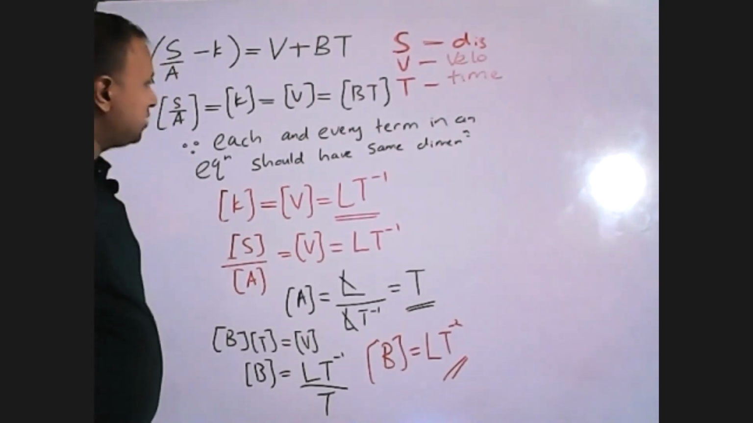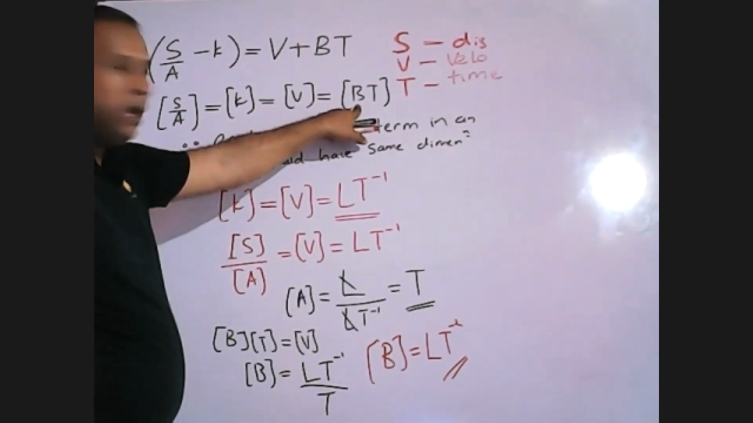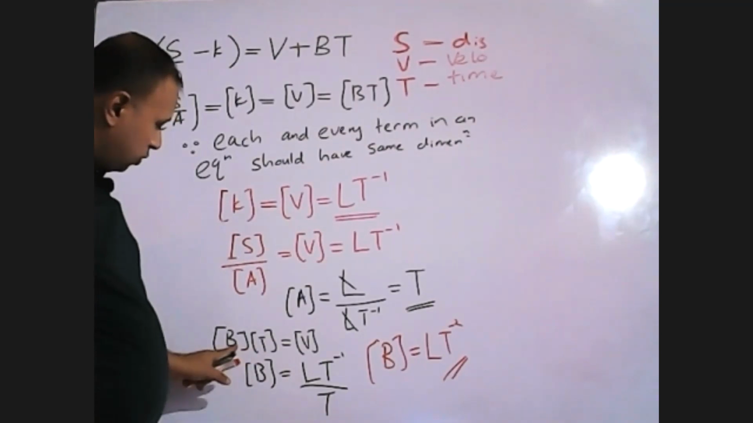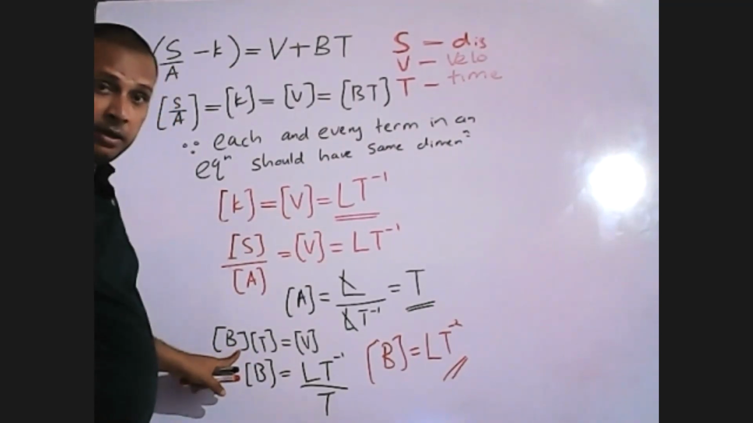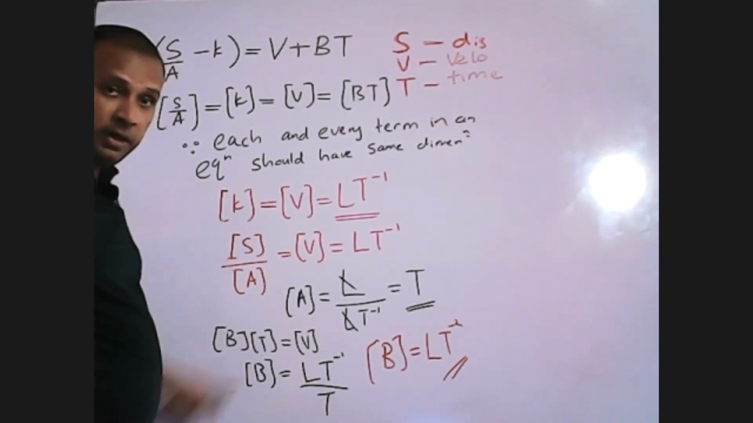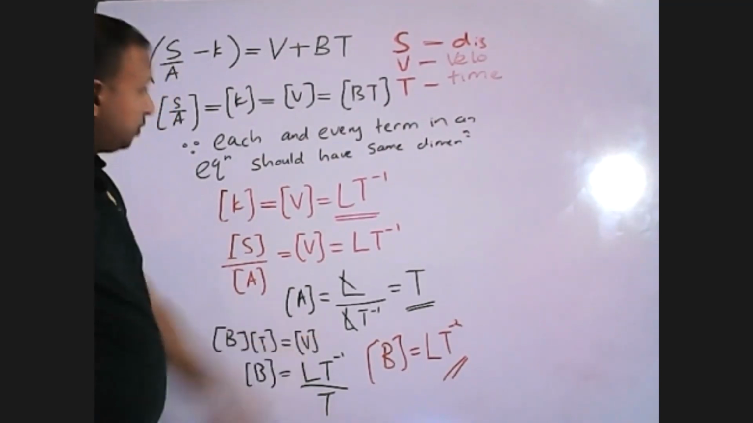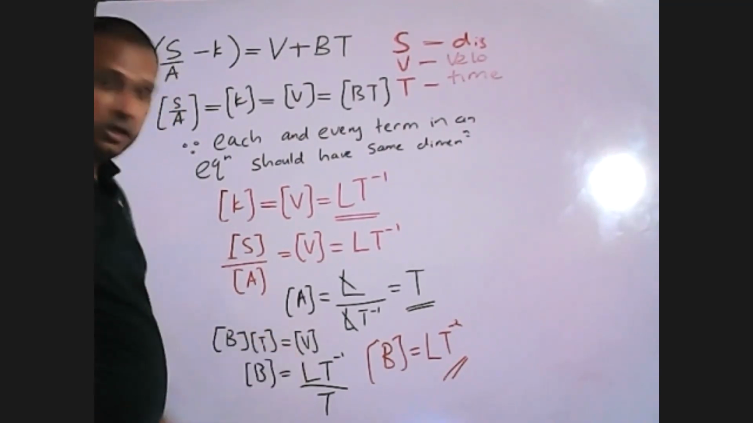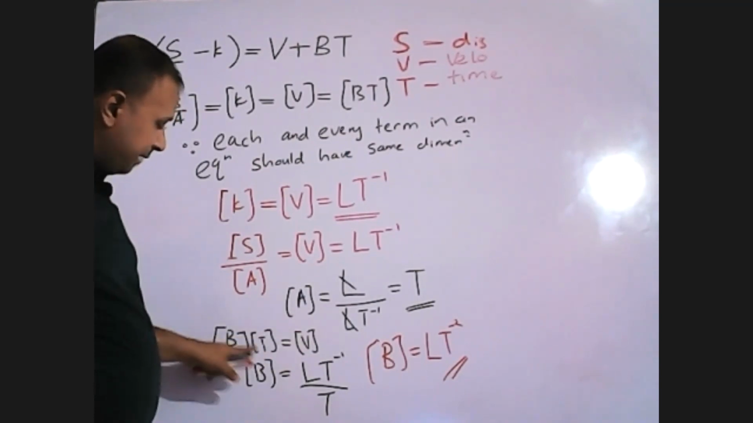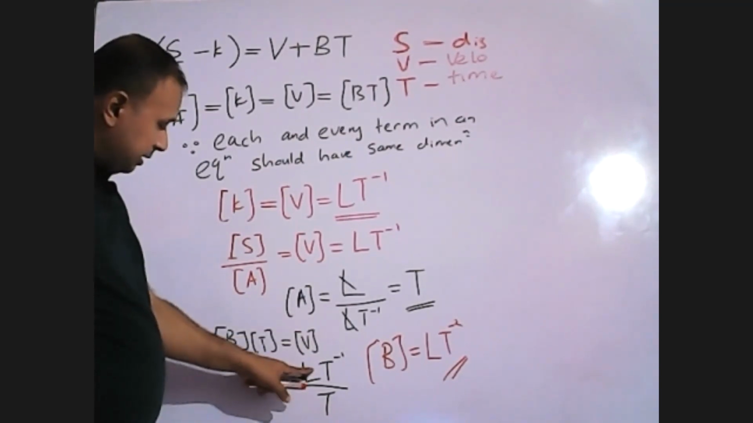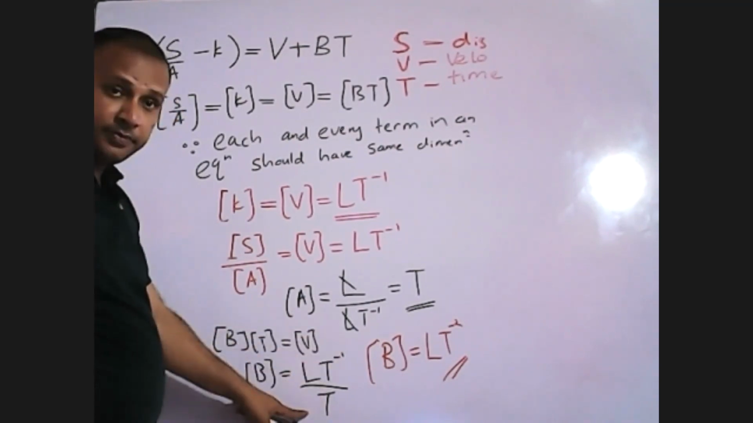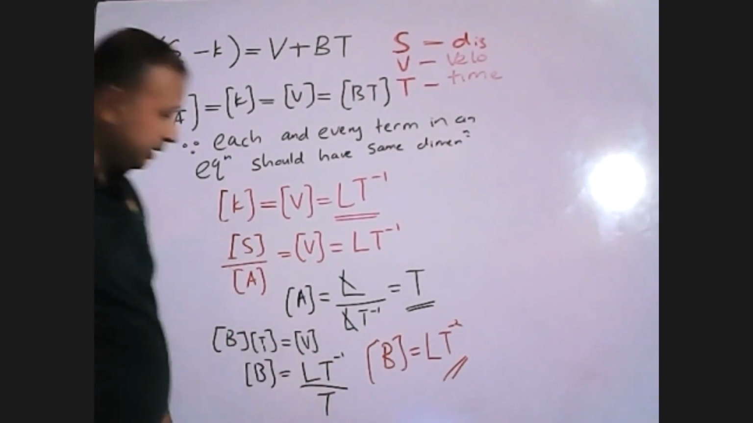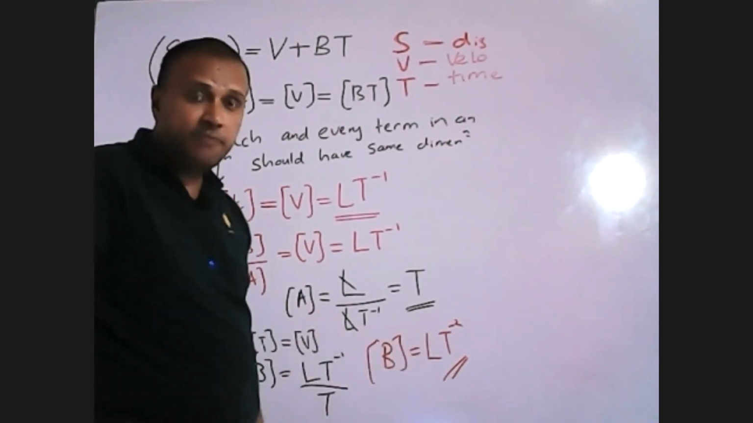Then the last one, BT. This term should also be a velocity. So the dimension of B into the dimension of T should be equal to the dimension of V, because this is a velocity. So this is a velocity, this is a time. If I subject B, it is equal to LT minus 1 over T. So if I bring this one to the numerator, it will become LT minus 2.